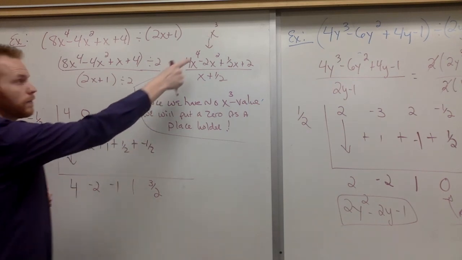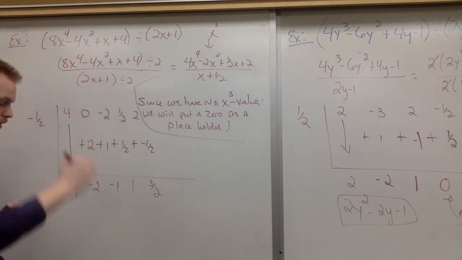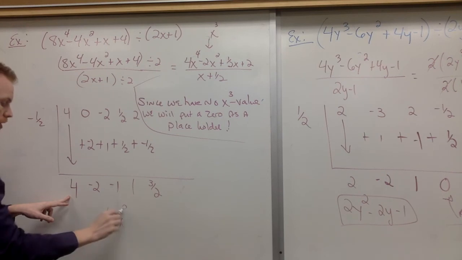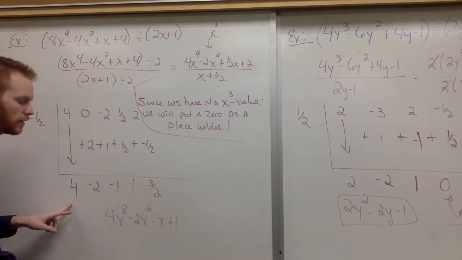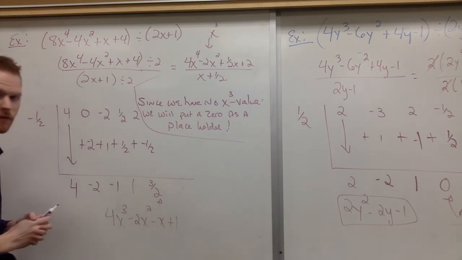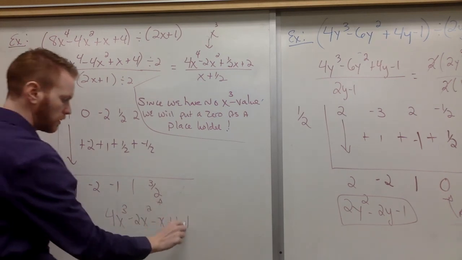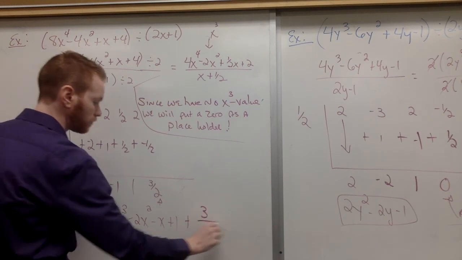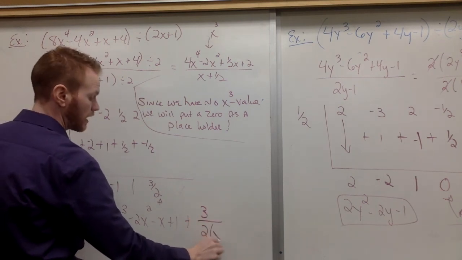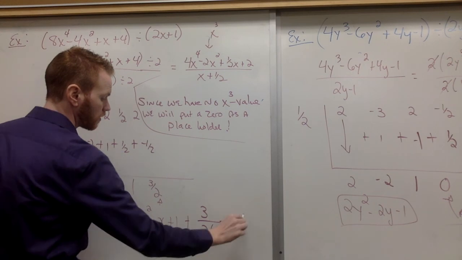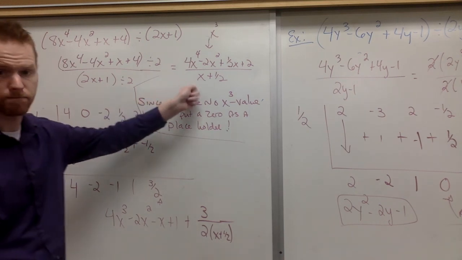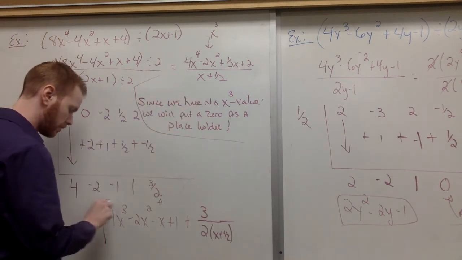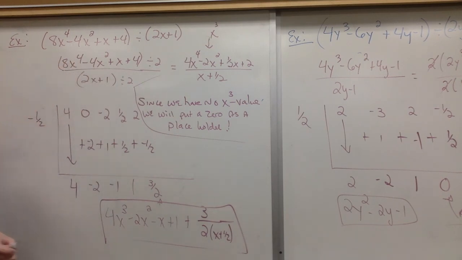Keeping with the same pattern, if we start with the 4th, now we're going to start with the 3rd. So I have 4x to the 3rd minus 2x squared minus an x plus 1. Uh-oh. I have a remainder now, right? So it would be plus 3 over 2 times what? X plus a half for that guy. I'll put it over what I'm dividing by, right here. Okay. So this would be my final answer.